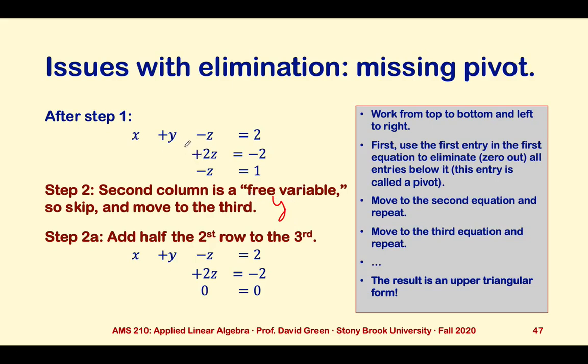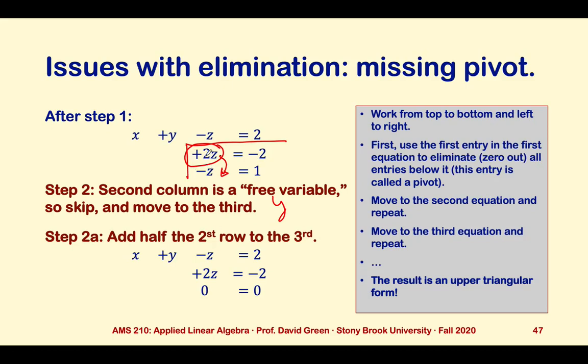We continue. We don't get to move down a row because we didn't actually use a pivot, but we shift our attention over to the right. Okay. We now use this entry, the first non-zero entry in the second row, as a pivot to eliminate below. How do we do this? We add half of the second row to the third.